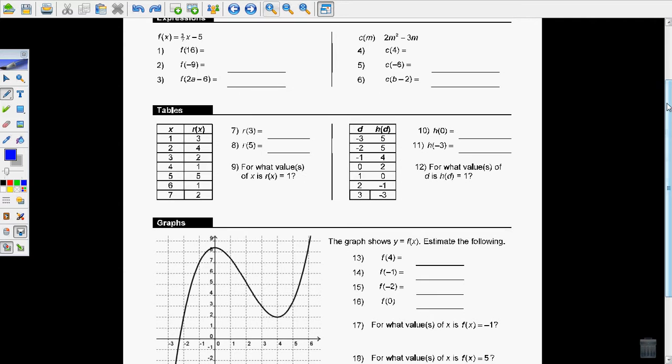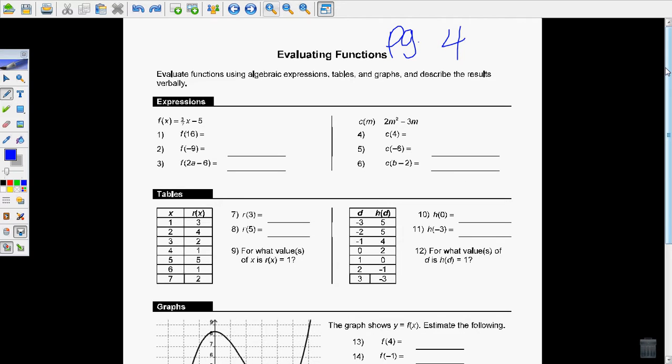You said evaluating what? Functions is the title right here. So we're going to summarize it as your steps are: you're going to plug in, and then you're going to use PEMDAS.